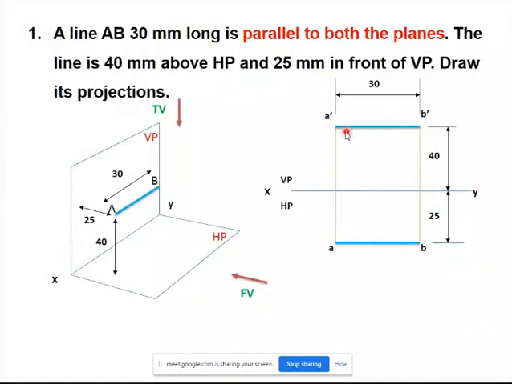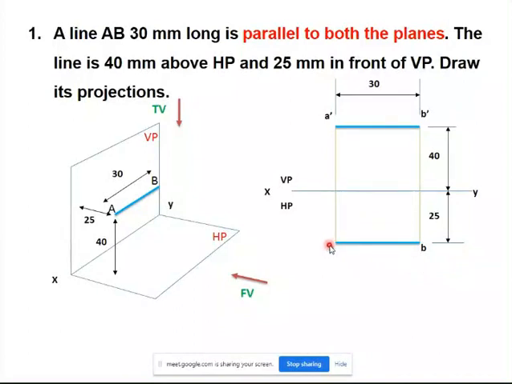Okay, so after creating this line, you will get a second point, that is the end of this line. So here you can mark it as B dash, and here you can mark it as B. Okay, so this one is our front view, so you have to highlight this, and this one is our top view, so you have to highlight this.